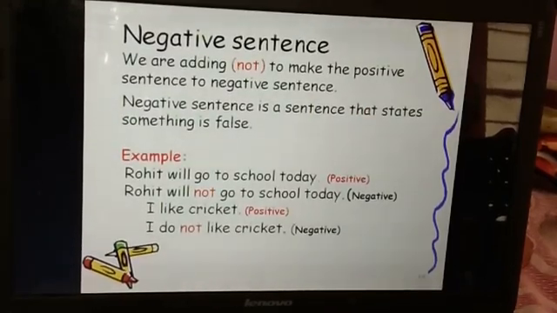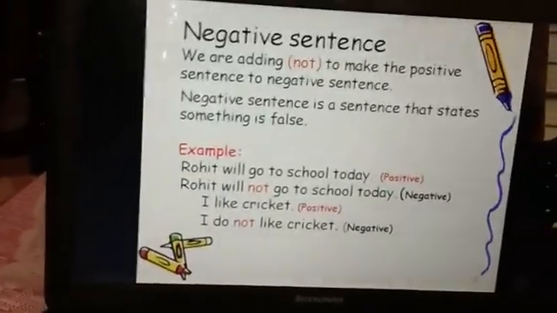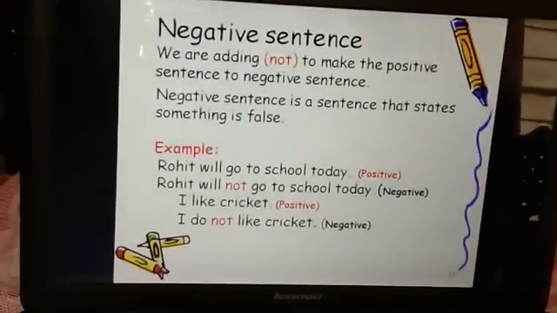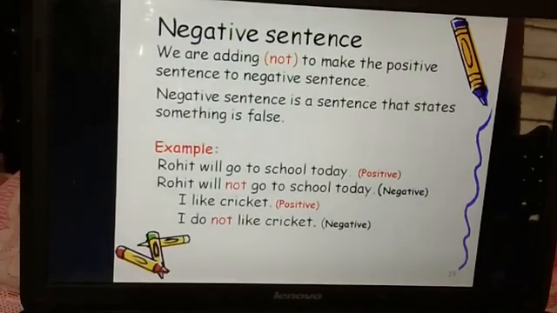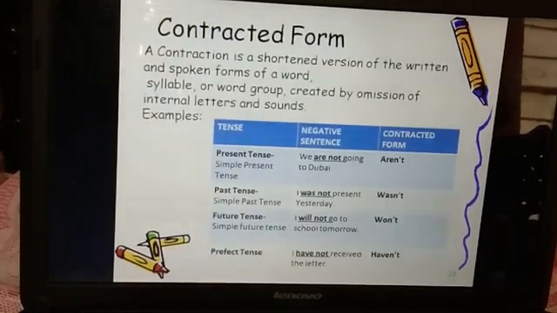Now, as we have learned, a declarative sentence, it comes under that only, that is a negative sentence. So, whenever we are having a positive sentence, we are making it into a negative one by adding not. Negative sentence is a sentence that states something is false. Like, Rohit will go to school today, it's a positive. Rohit will not go to school today, it's a negative. So we have added not to make the particular positive sentence into a negative one. I like cricket, positive. I do not like cricket, it's a negative.